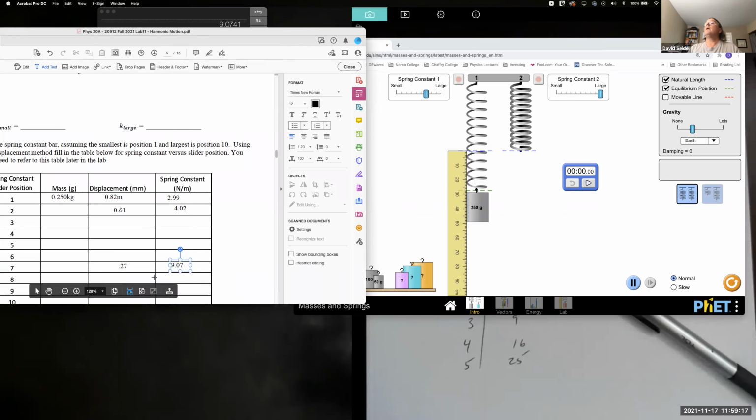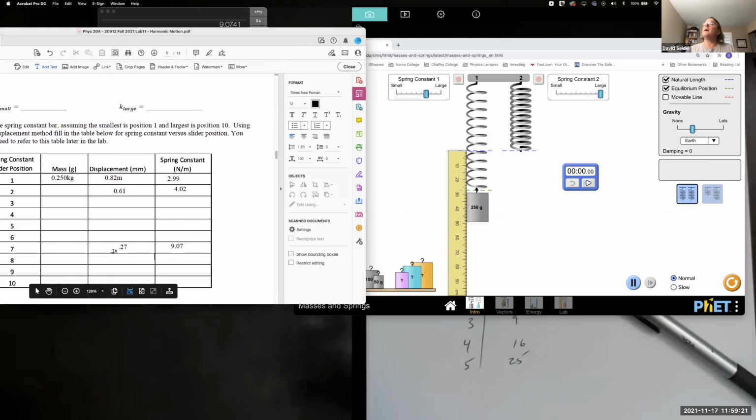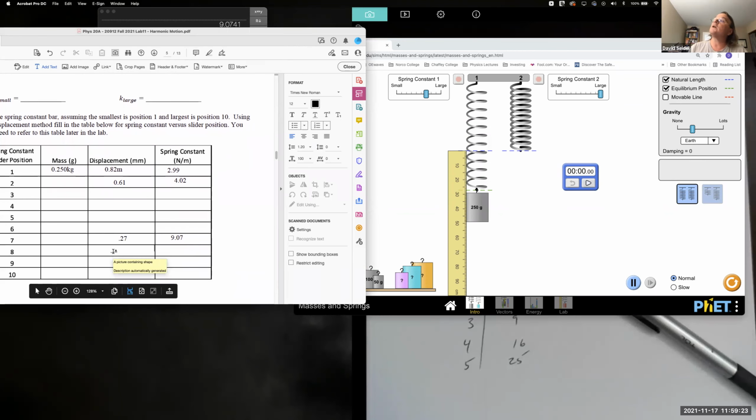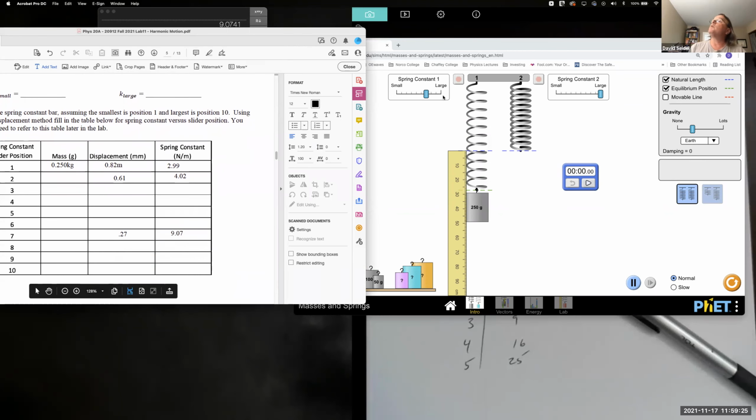9.07. Okay, you go through and you calculate these all the way from 1 to 10. You should have a good idea as to where they're going. They're going about 1 per spring constant, because it's going to be 10, 11, 12. This started at 3 with position 1. You should be getting a guess at how this is moving and what you should be getting. Okay, but go through, make the measurement, make the calculation.